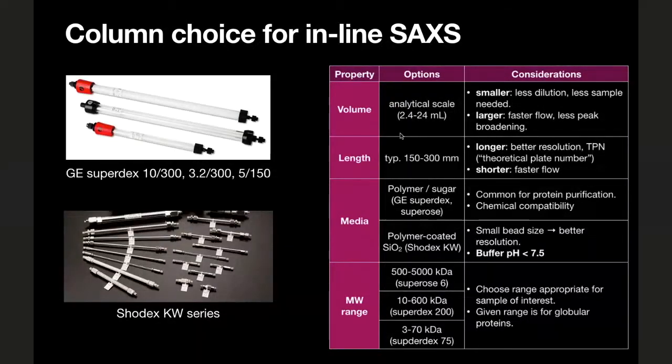Another thing to keep in mind is that for those of you who do protein purification, you might be used to using very large columns, but for SEC-SAXS, you tend to use analytical scale columns, which will be in the range of 2.4 to 24 mL volume.